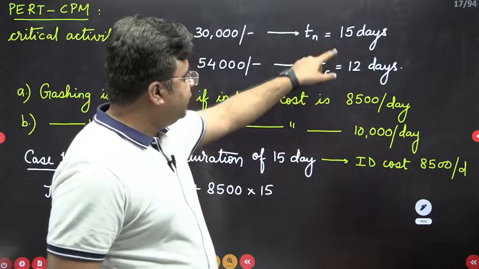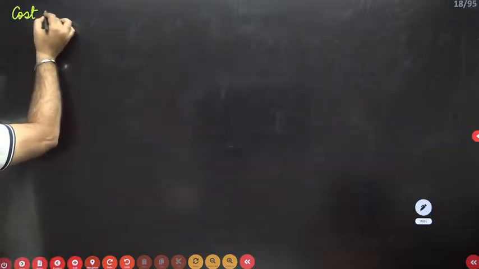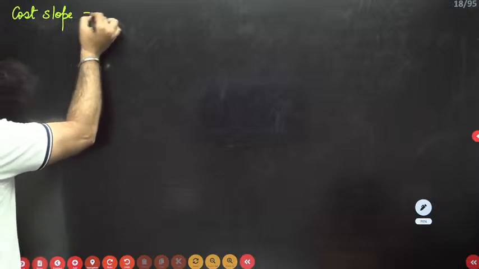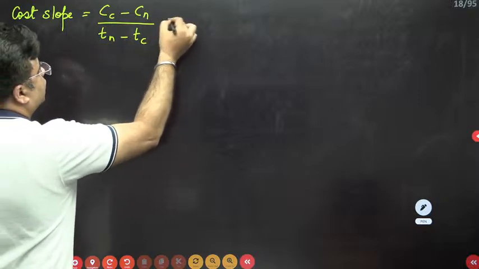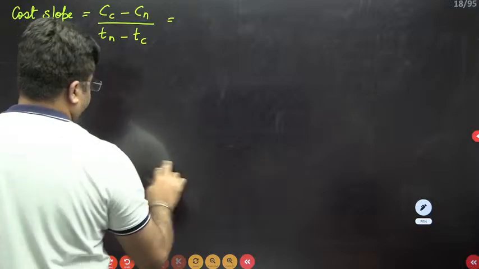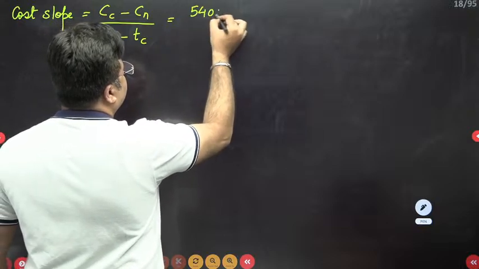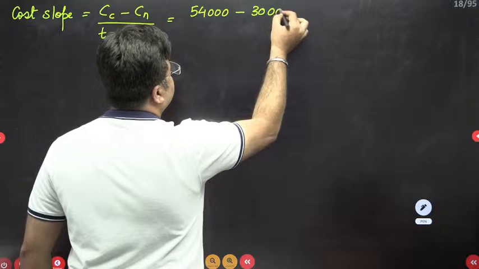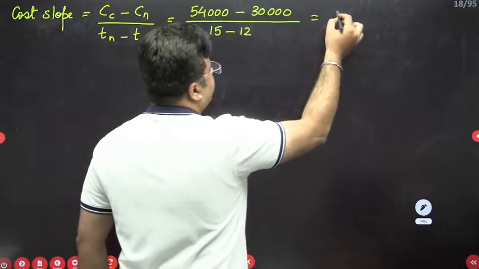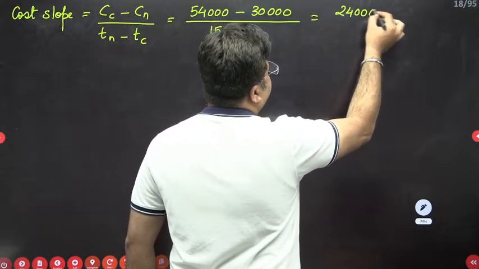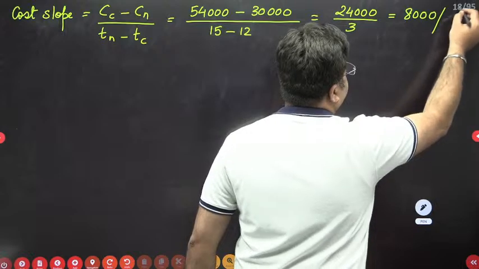First of all, for crashing this activity, you need the cost slope. So cost slope will be Cc minus Cn divided by Tn minus Tc. So cost slope will be how much? Cost slope will be 54,000 minus 30,000 divided by 15 minus 12. So this will be 24,000 divided by 3. So this will be 8,000 rupees per day. This is your cost slope.